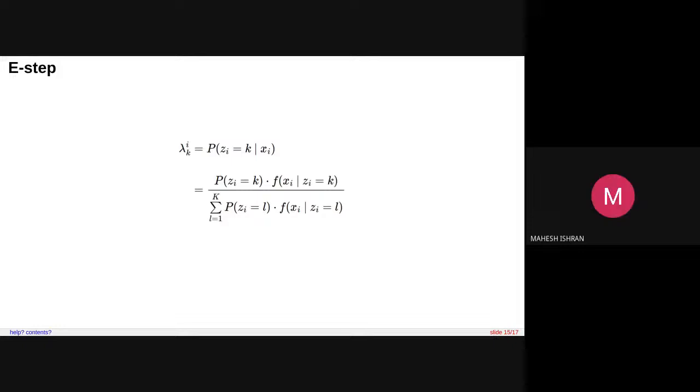Probability of the ith element to go in the kth cluster. So what is the probability that, given the data point xi, it belongs to cluster K? That is what lambda ik means. It means something very clear and precise. And you get that using the Bayes rule, right?